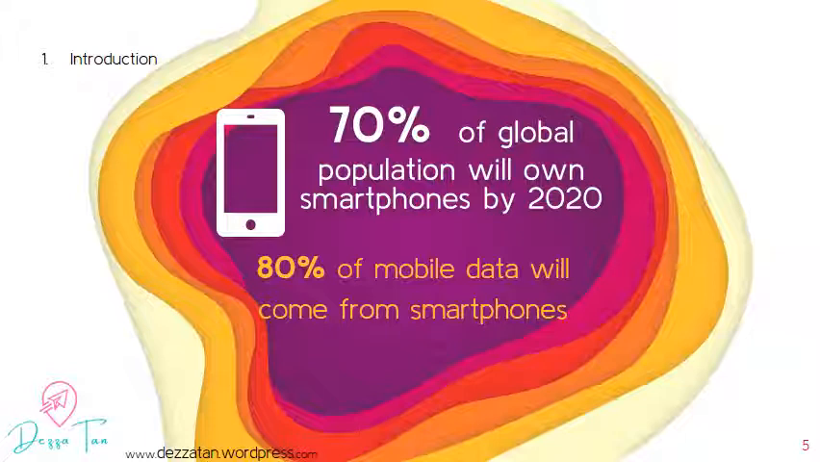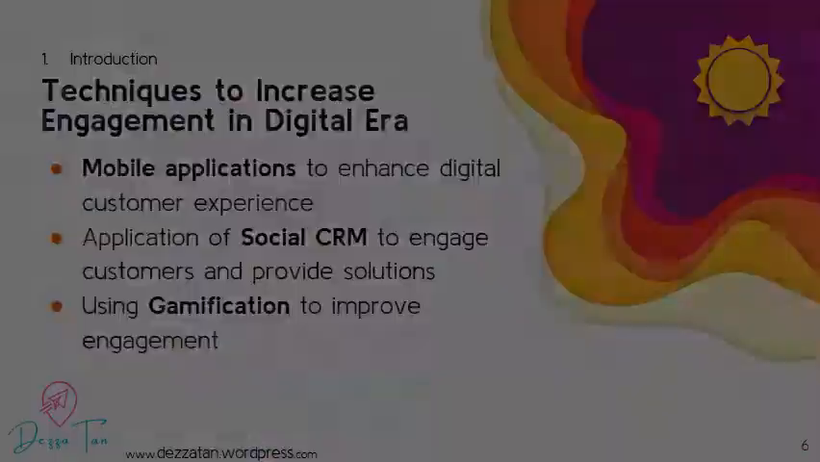According to the Ericsson Mobility Report, 70% of the global population will own smartphones by 2020, and 80% of mobile data will come from smartphones. Nowadays, it's difficult to find someone without a smartphone in their hand.